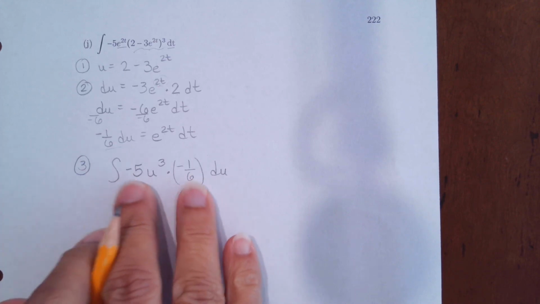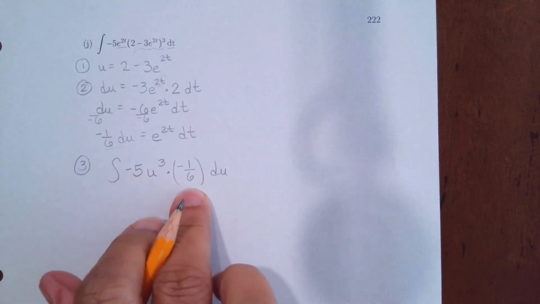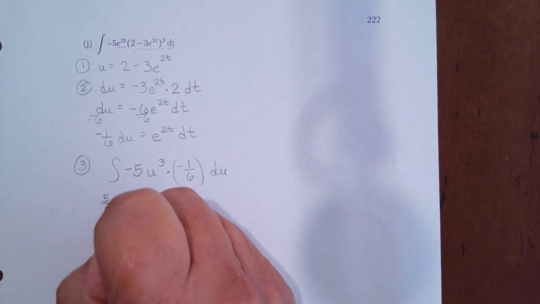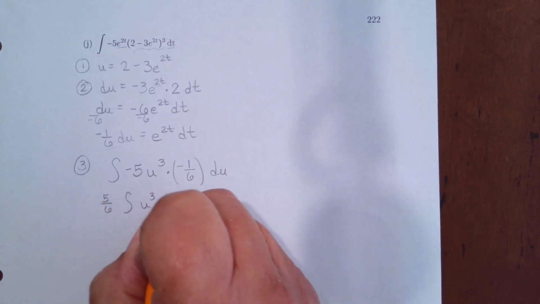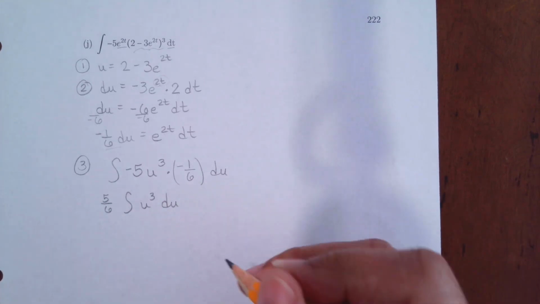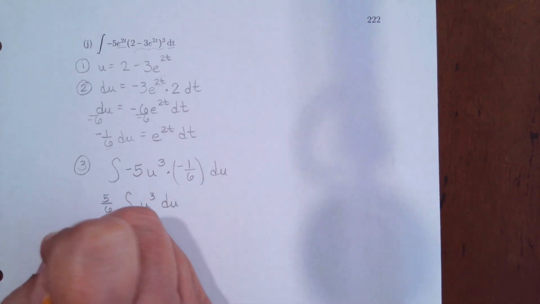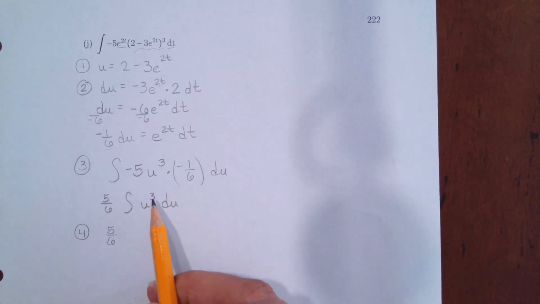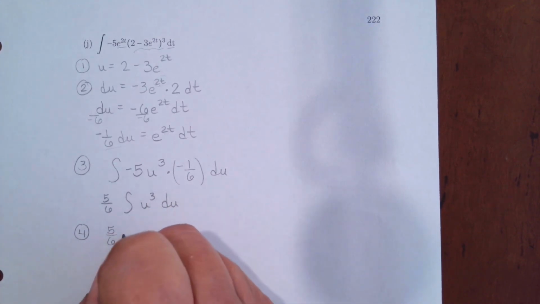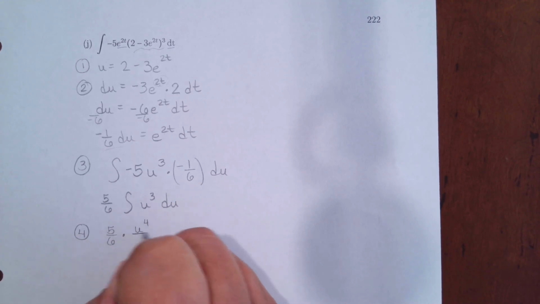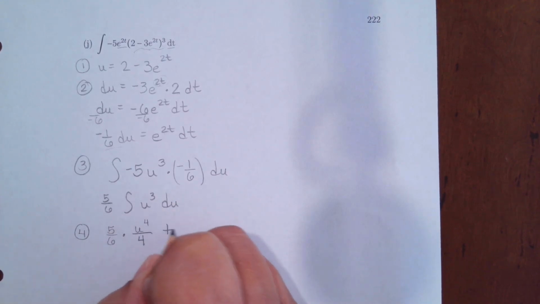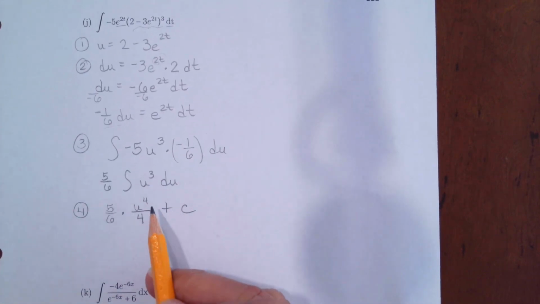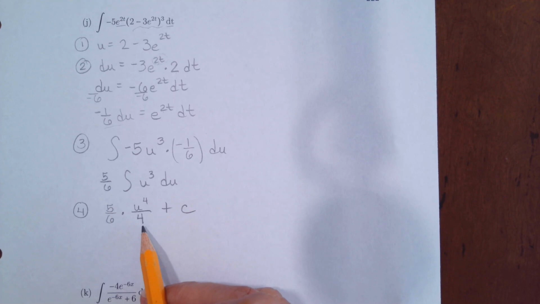Now we're going to simplify and bring that constant out front. So you got negative 5 times a negative 1/6. That's a positive 5/6 u to the third du. Okay, so that's what we're going to integrate in step 4. So leave the 5/6 there. Remember, you're going to add 1 and put it over that number. So u to the 4th over 4 plus c. Okay, so I added 1 and I put it over that number.